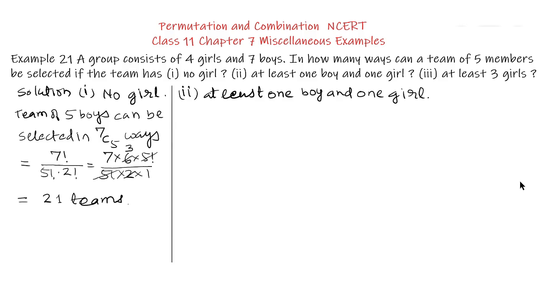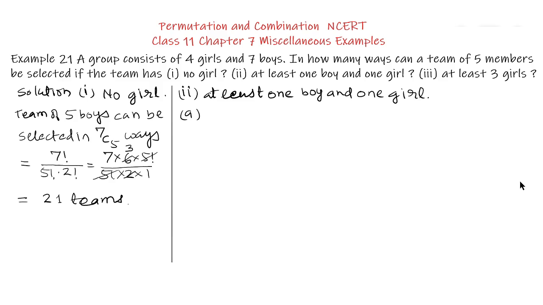Part 2, at least 1 boy and 1 girl. Here the word at least is important. It means that the team which has to be selected should have at least 1 boy and 1 girl. This can be done in 1 boy and 4 girls, 2 boys and 3 girls, 3 boys and 2 girls, and 4 boys and 1 girl. These are the 4 options which have to be calculated, and the sum of these 4 options is the answer of this part of the question.